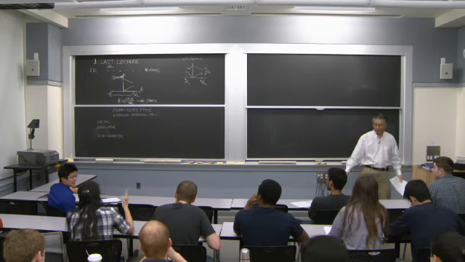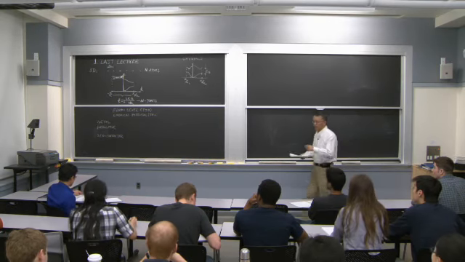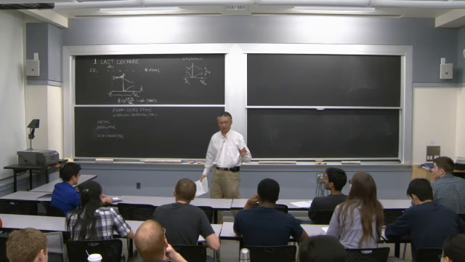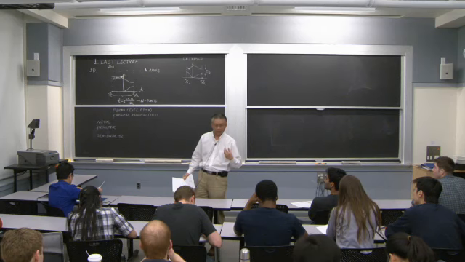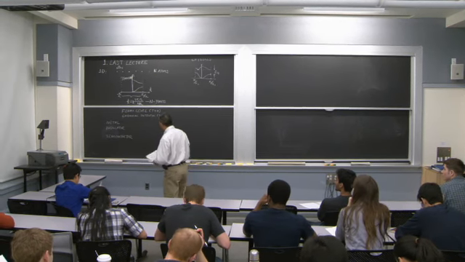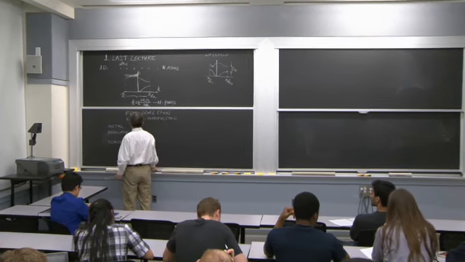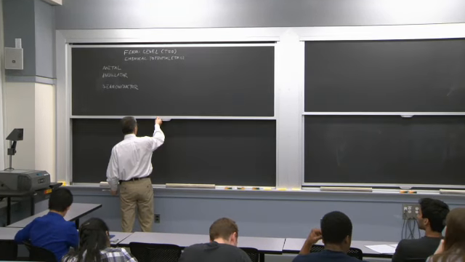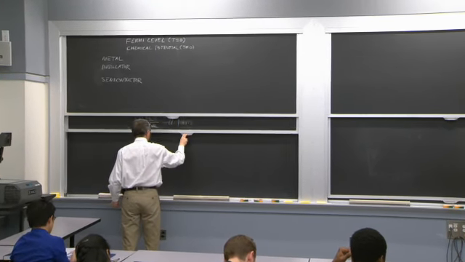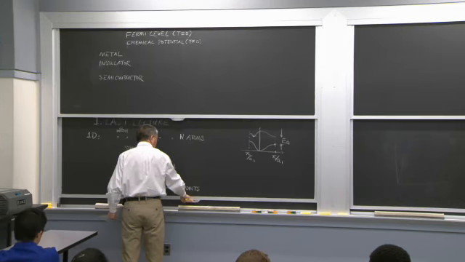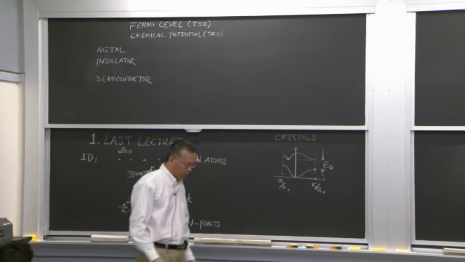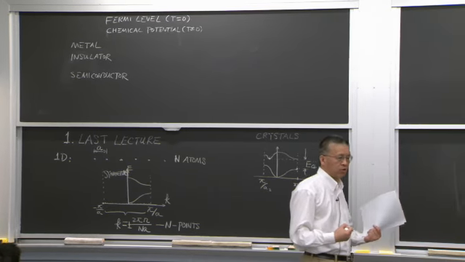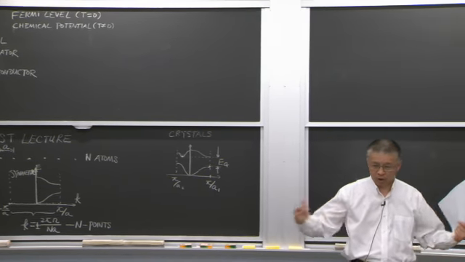Okay, so let's get started. A lot of stuff happened in the last lecture, so I'll spend a little bit more time to review what we talked about, what the key points are. So what we did in the last lecture is to ask the question, what are the electron energy levels in a periodic potential?